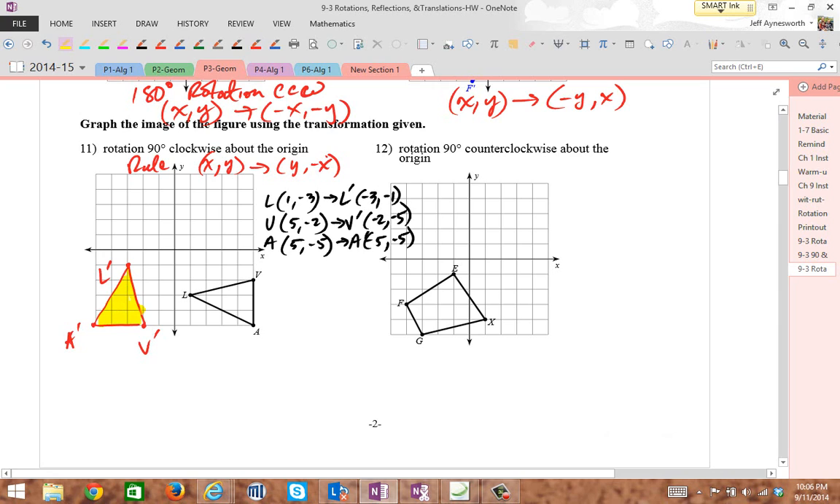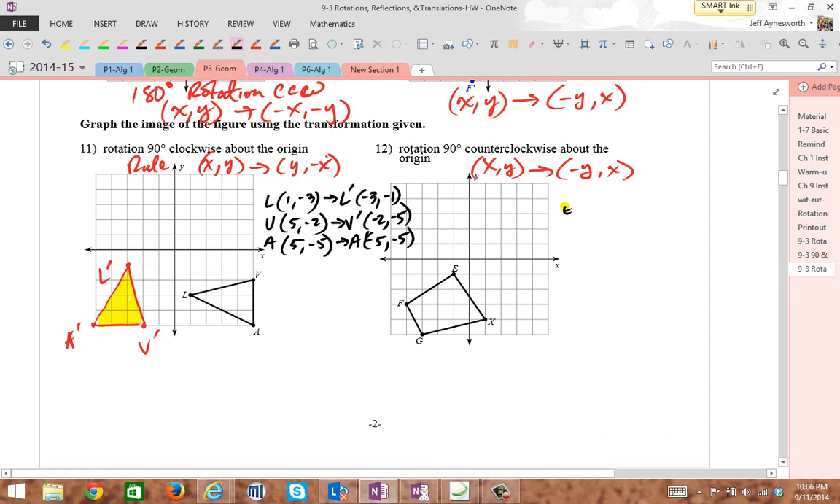There we go. Now this other one's a little bit different because this says counterclockwise, right? We're going to rotate it. We're going to switch, but we're going to take the opposite of Y. All right, look at your notes. And I keep on saying that because if you don't have it memorized, then verify your notes and make sure you understand what I'm talking about.